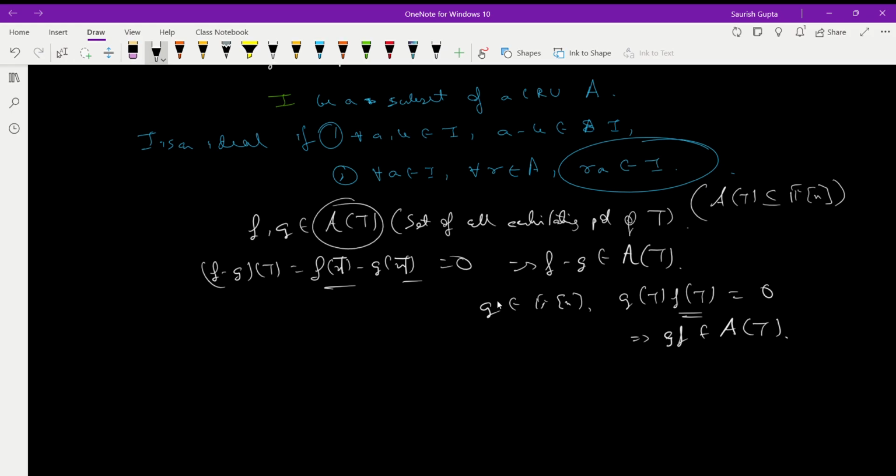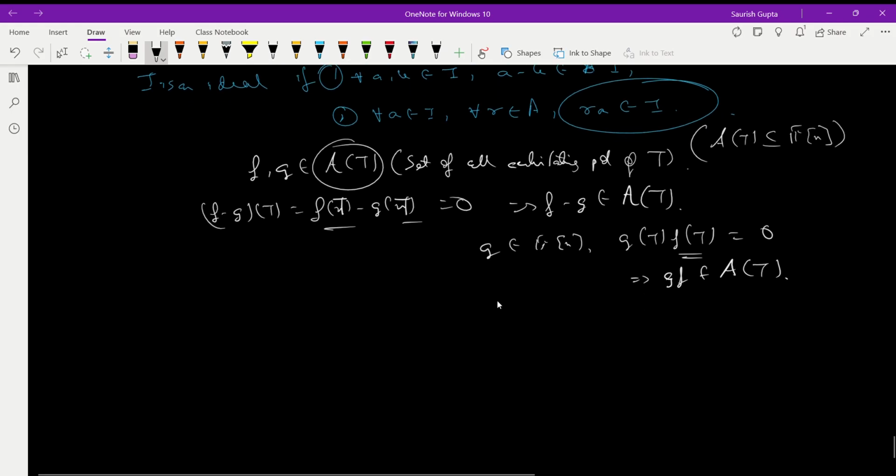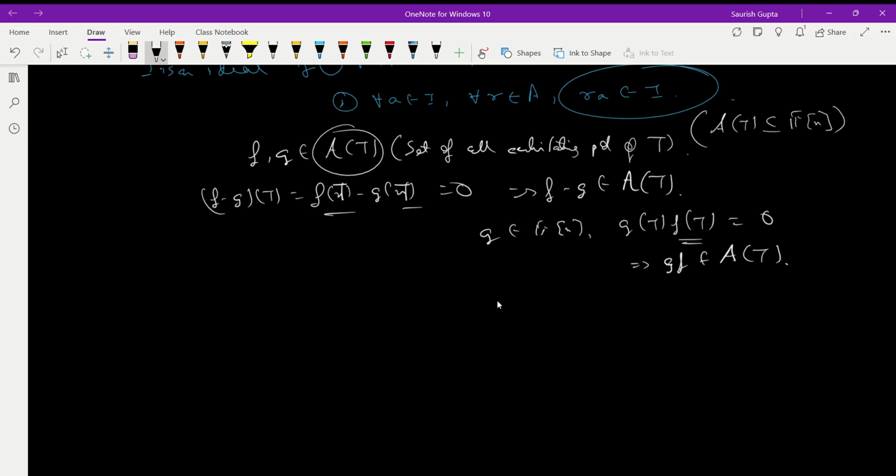Clear? So the basic thing is that if this forms an ideal of F[x], then there must exist a monic generator, right? A monic generator of this ideal. That's the polynomial concept of a polynomial algebra.